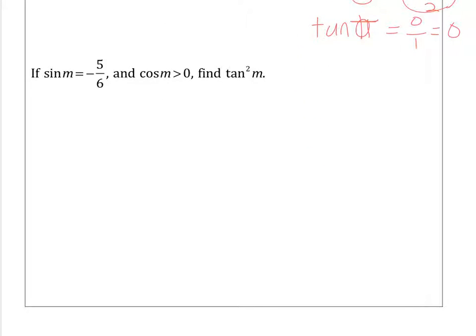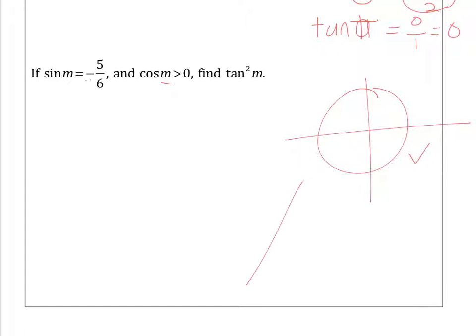Second problem in the section, we're looking at sine of m is -5 over 6, and cosine of m is greater than 0. Okay, let's figure out where this is. First, I'm going to use the fact that this is negative for sine and positive for cosine. That only happens in the fourth quadrant. So just to be aware of what's going on there.